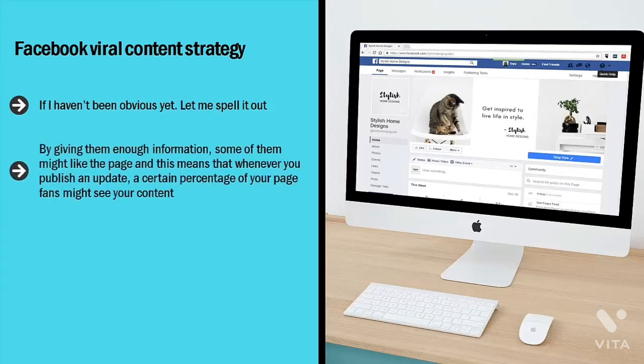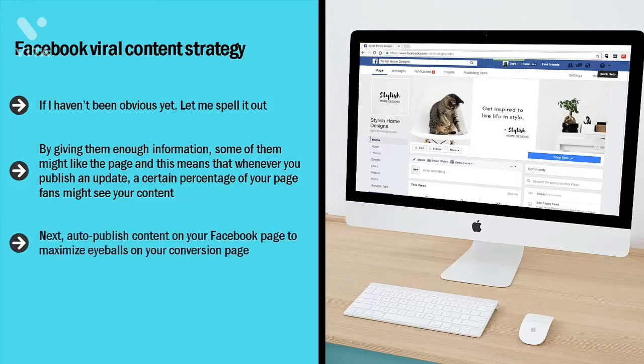By giving them enough information, some of them might like the page, and this means that whenever you publish an update, a certain percentage of your page fans might see your content. This can then lead to those people seeing your conversion page links and finding themselves on your blog or your squeeze page. Next, auto-publish content on your Facebook page to maximize eyeballs on your conversion page.